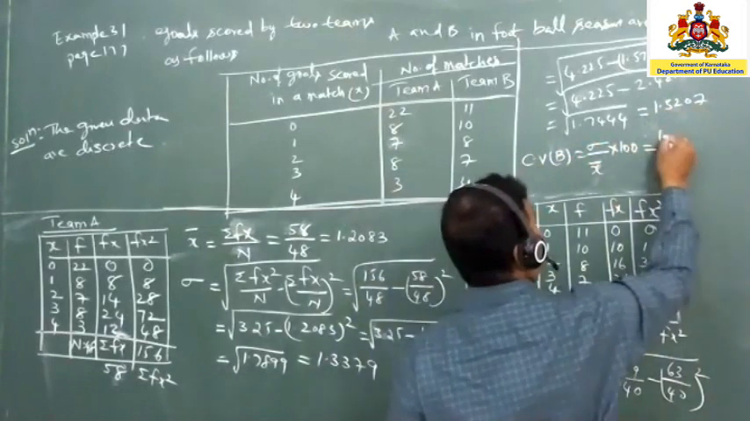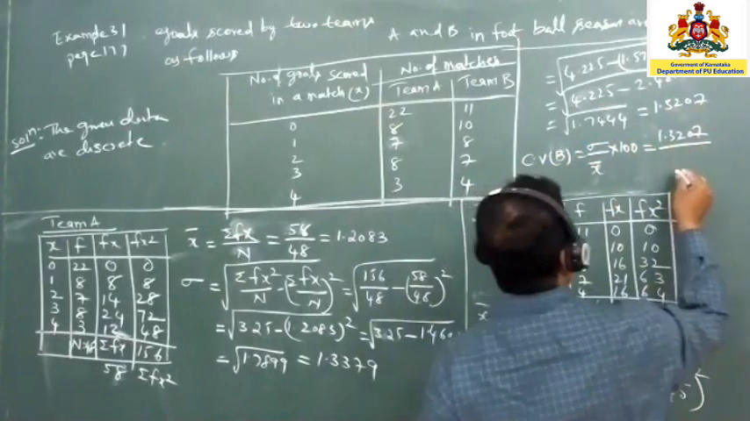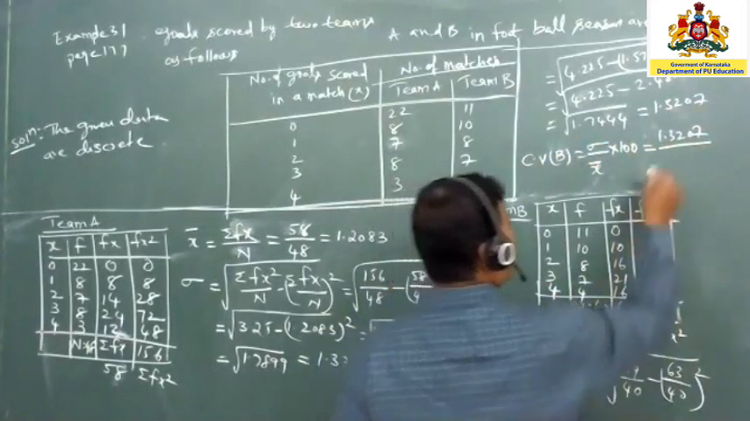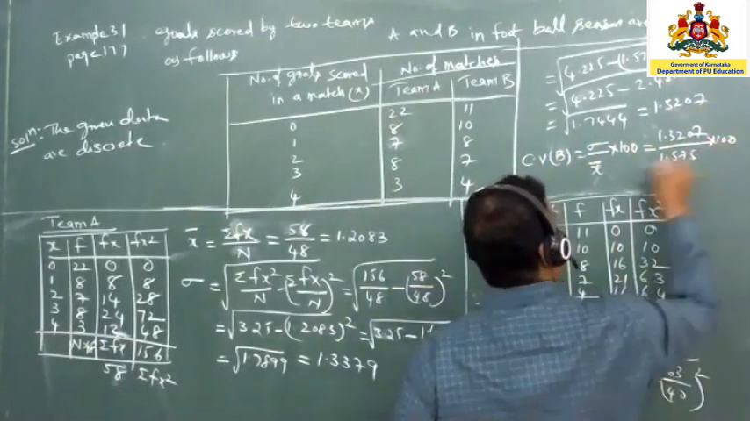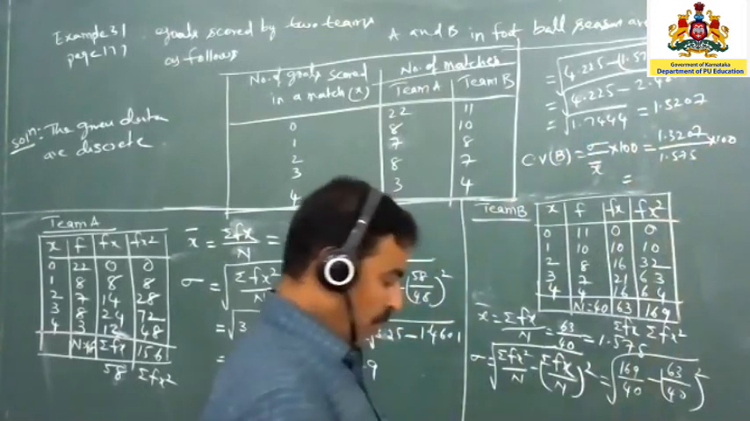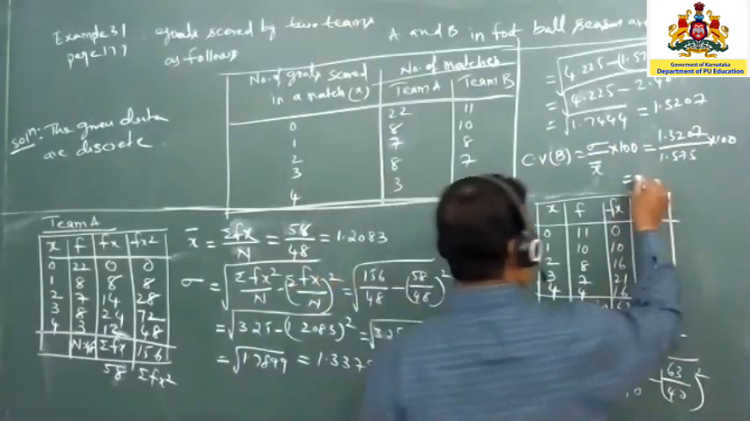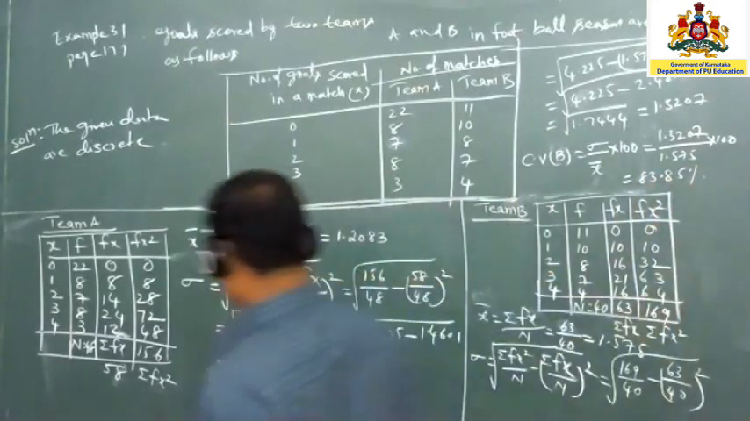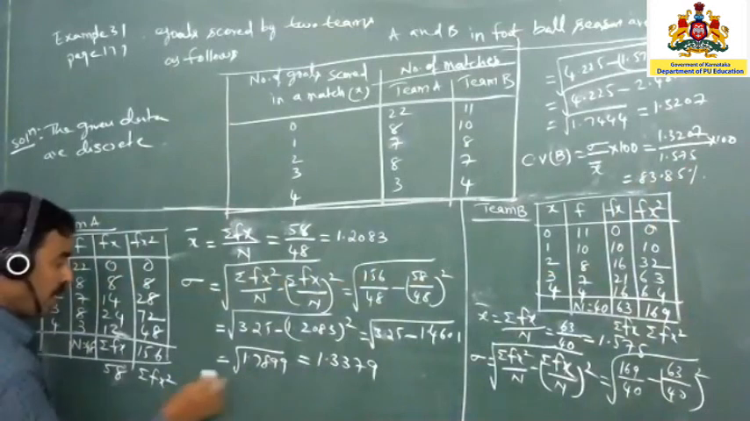Sigma is 1.3207 by x bar, which is 1.575, into 100, which is equal to, percentage is 83.85%. Similarly, for A, not yet calculated, I will complete the calculation here.